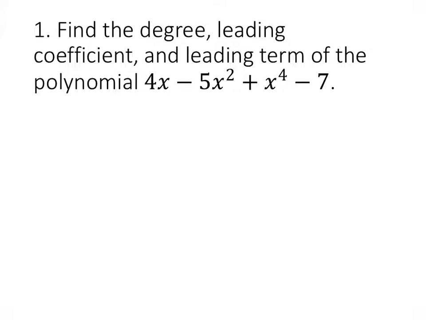So if it helps, you can rewrite this in that standard order, which is from the highest power term down to the lowest power term. So we write x to the fourth first, and then minus 5x squared plus 4x minus 7. And this makes it a little easier to find that leading term, which is the term that's right up front, the term of the highest power. So the leading term is x to the fourth.